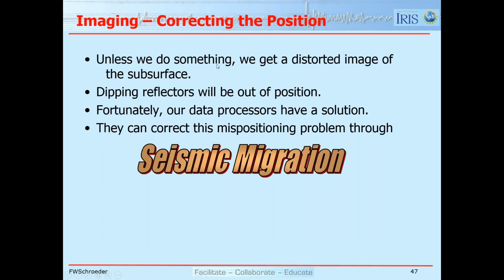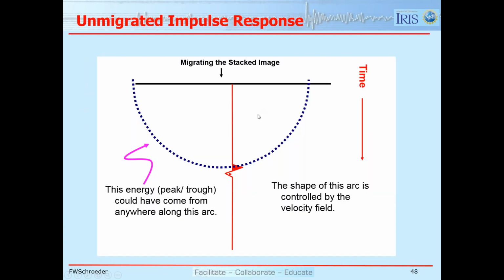We can do a correction if we understand the physics, which we do here. And so what we want to do is reposition reflectors associated with dipping interfaces so that this mispositioning problem is solved. And we do that through processes called seismic migration. So let's consider we have a trace with a single peak trough. We know what the 2A travel time is, but we're not sure where the position is. If it was flat, it would be down here, but in theory, it could be any place along the dotted blue arc.